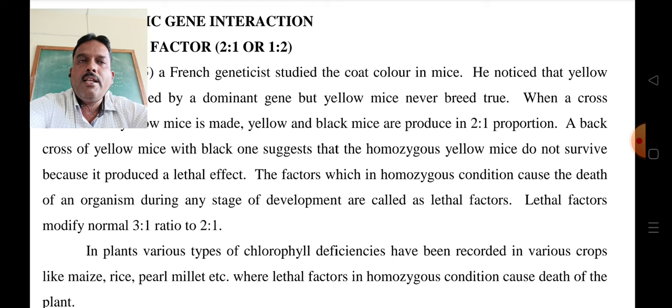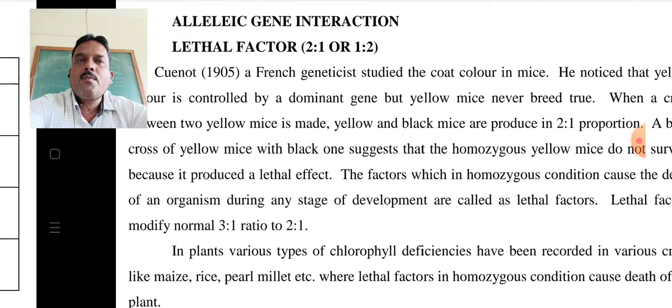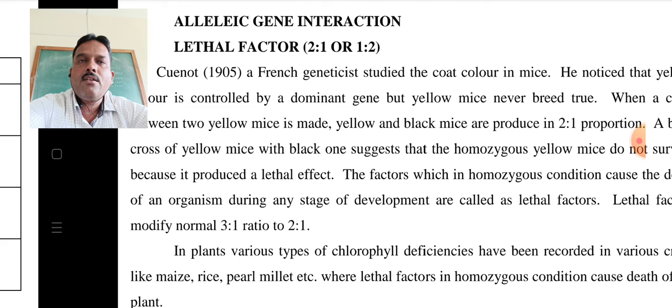So in case of allelic gene interaction, here two pairs of non-allelic genes are not involved. This is the allelic gene interaction given by the scientist Cuenot in 1905, a French geneticist. He studied the coat color in mice, and on the basis of his studies he gave the ratio 2:1, or it can be considered as 1:2.